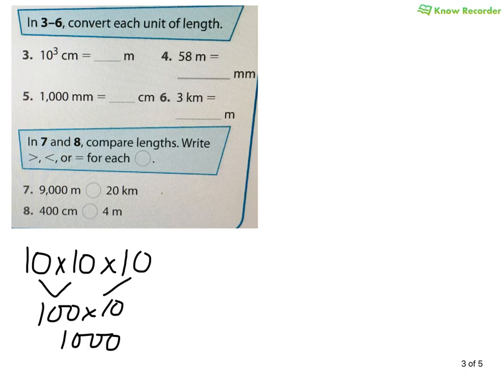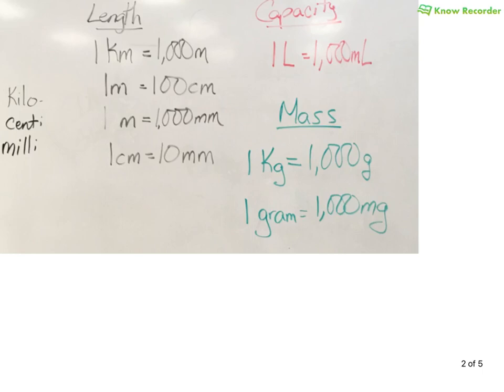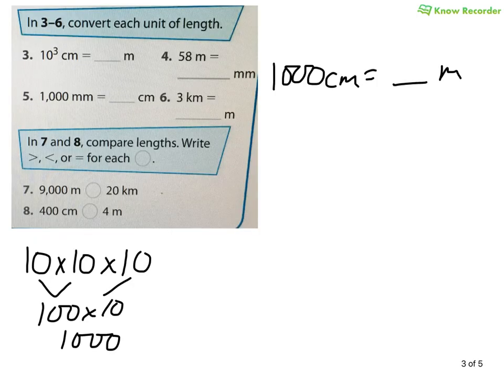So what I really have here is 1,000 centimeters, and I need to know how many meters that equals. Well, if I go back to my conversion chart, I take a look, I see that I'm going from, oh man, I forgot now, centimeters to meters? I think centimeters to meters. This is going to be terrible today, isn't it?